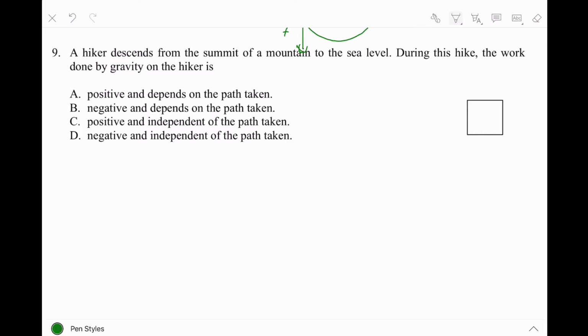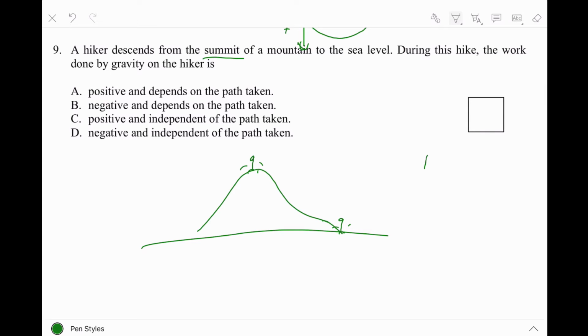Number 9, a hiker descends from the summit of a mountain. So it's a hiker here from the summit. Summit is the top of the mountain, the summit. And to the sea level. During this hike, the work done by the gravity. Now, the thing about here, we all know work done is Fd, or more precisely, the dot product.